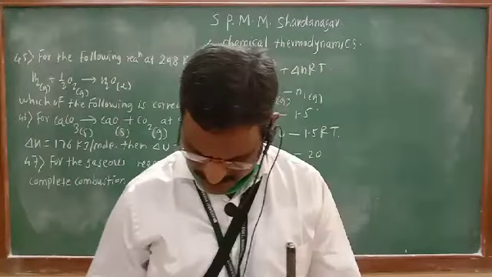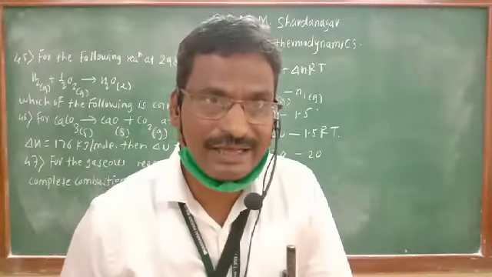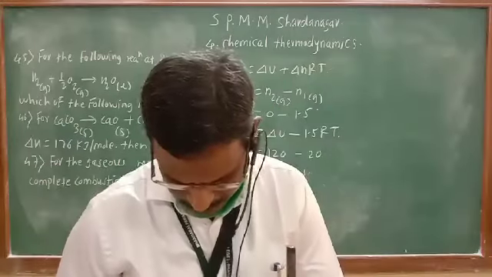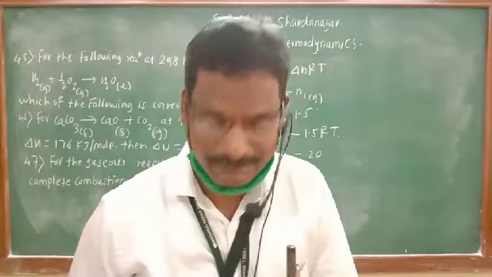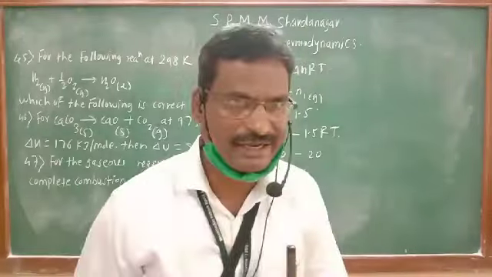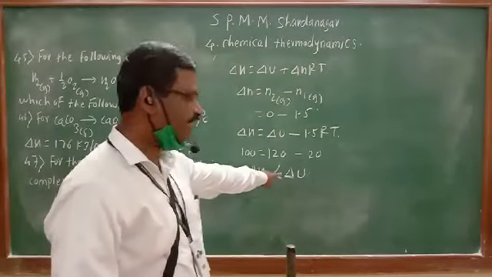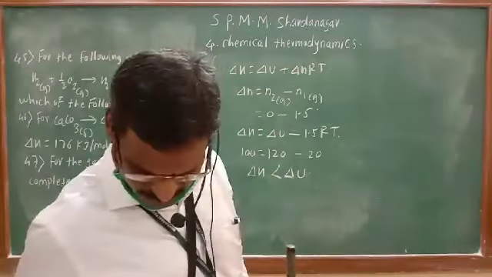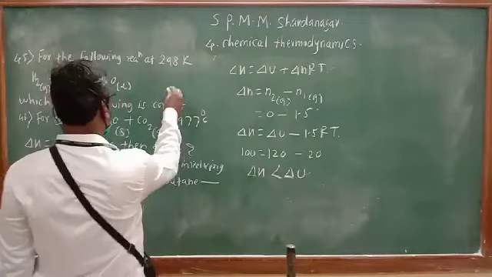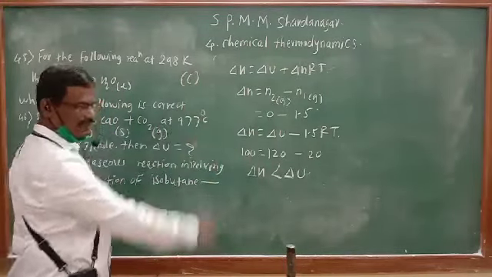So now see the options. The second option they have given, delta H greater than delta U, is wrong. The third option they have given, delta H less than delta U, is correct. Delta H is less than delta U. So the third option is correct. For this question, option C is right.